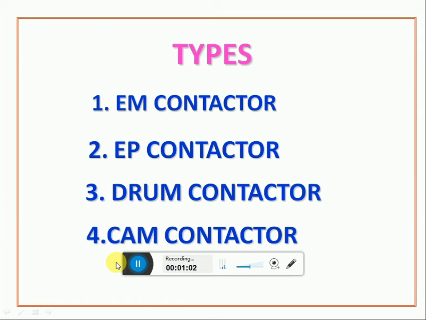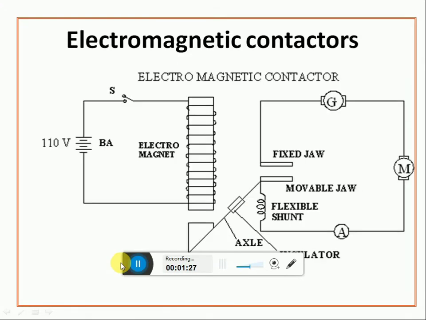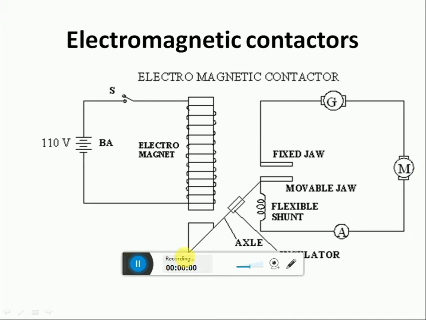Contactors are of four types. First type, EM contactor, electromagnetic contactor. Second type, EP contactor, electro-pneumatic contactor. Third type, drum contactor, we can call it reverser contactor also. Fourth type, cam contactor, we can call it sequence contactor also. First we will discuss electromagnetic contactors.